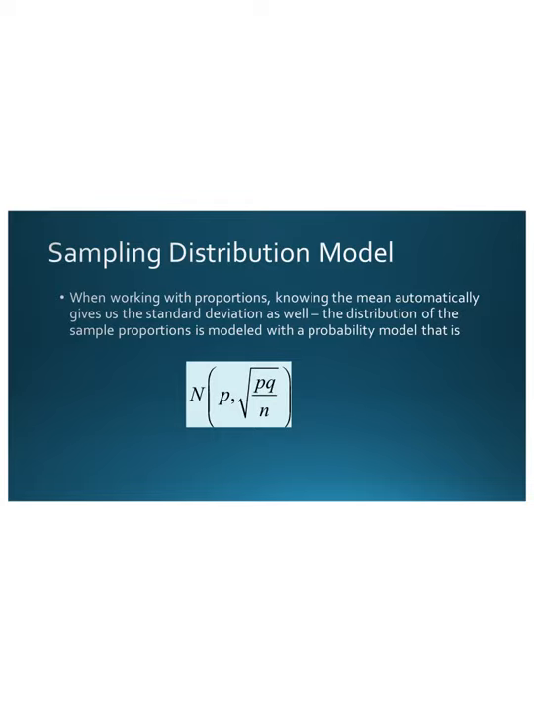Okay. When working with proportions, knowing the mean automatically gives us a standard deviation as well. The distribution of the sample proportions is modeled with a probability that is... Notice this is our mean here. So this is our mean of P. And then this is our standard deviation of P. So we find the mean as the population proportion, and the standard deviation, we do the square root of the probability of success times the probability of failure divided by the sample size.